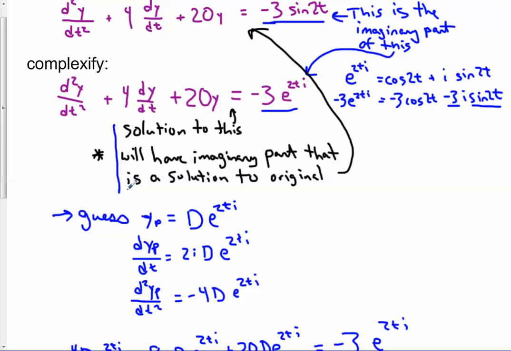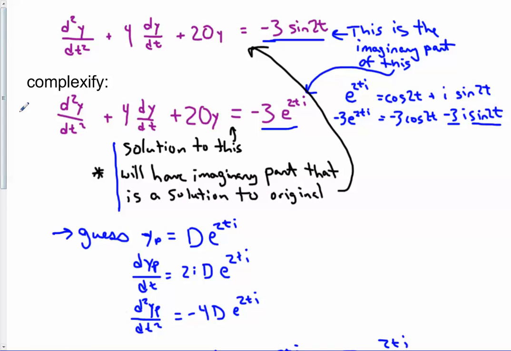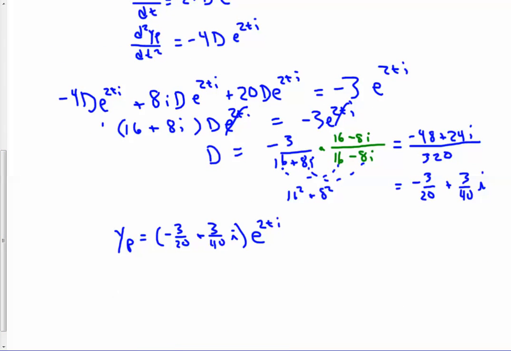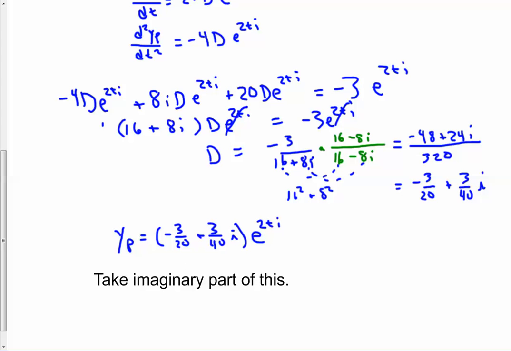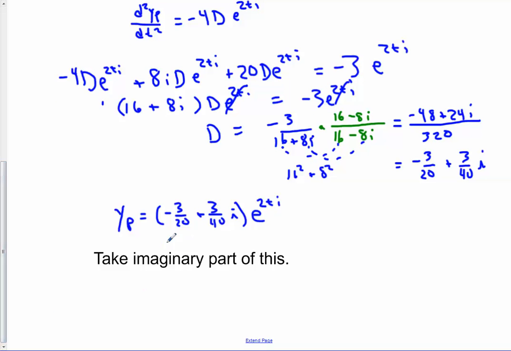Now, as we said, what we do now is we take the imaginary part of that, and that is guaranteed to be a solution to our problem. So we take the imaginary part of this, and here's how we do that, and it's not too hard. Once again, well, here, let me copy this part down.